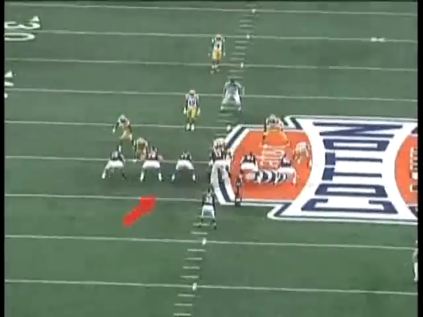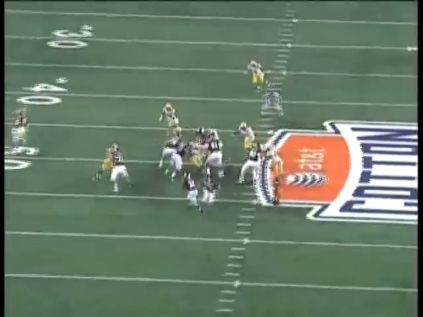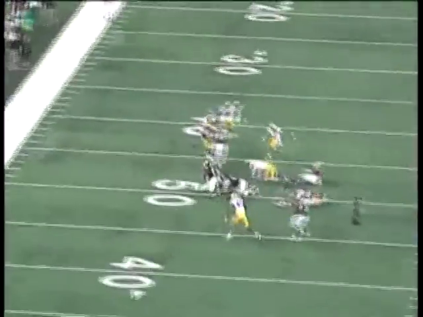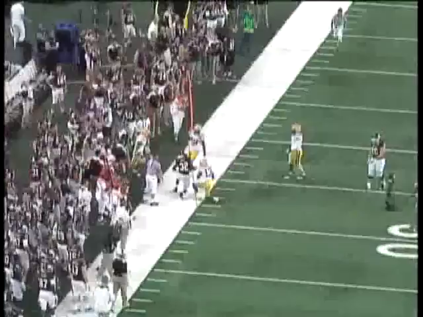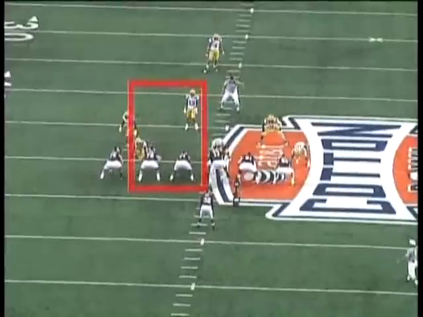Solid job. The guard ends up reaching the 5 technique, and the tackle ends up as the releaser here. He wants to lift. He's got to get out of there to the play side half of that linebacker. That's a solid job.